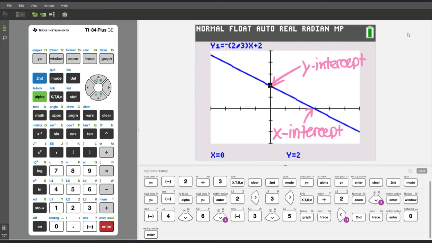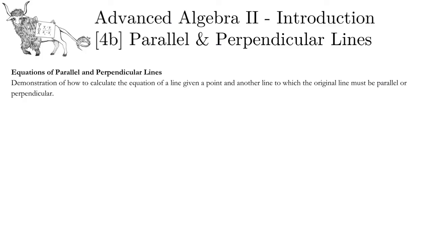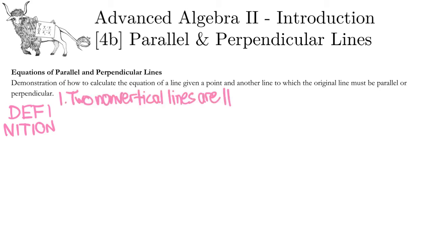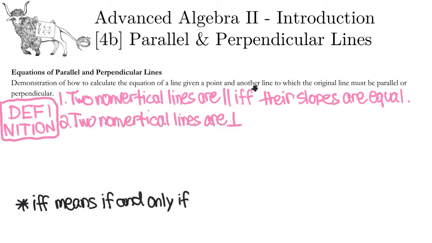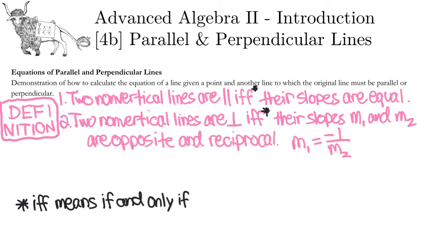Okay, that's it for the little calculator tutorial. I have some definitions for you regarding the equations of parallel and perpendicular lines. In the previous video, I explained the relationship between parallel and perpendicular lines, but now I have some formal definitions. The first one is: two non-vertical lines are parallel if and only if their slopes are equal. And the second one is this: two non-vertical lines are perpendicular if and only if their slopes m sub 1 and m sub 2 are opposite and reciprocal.